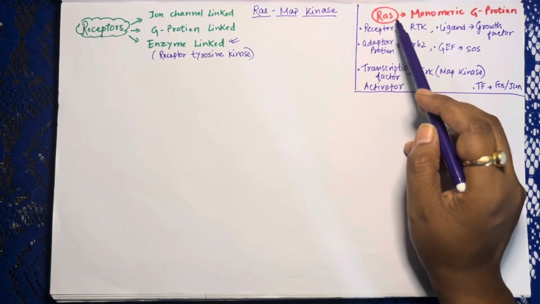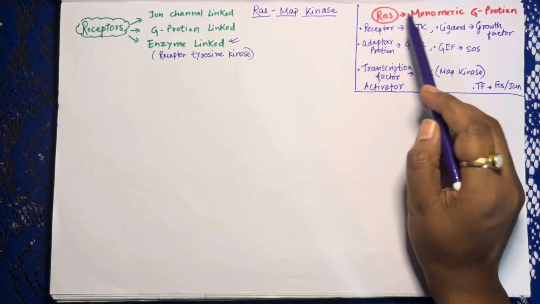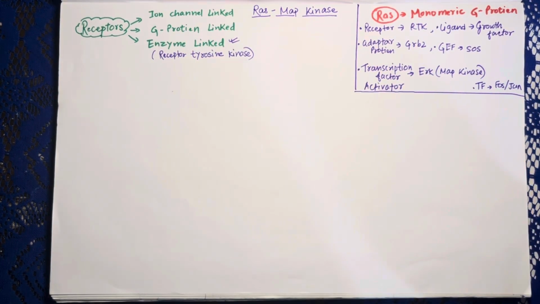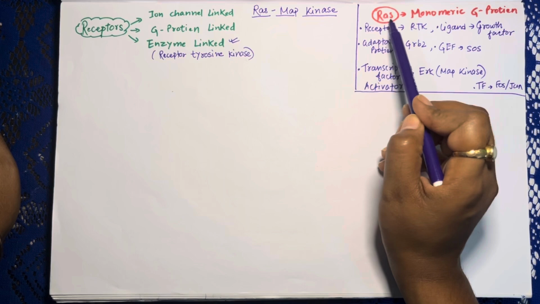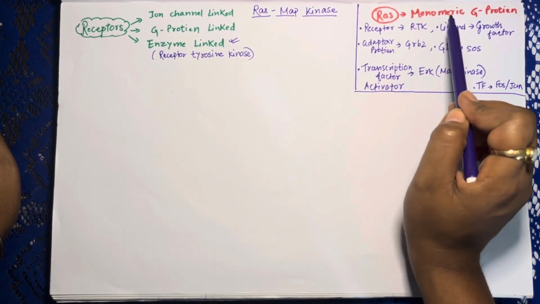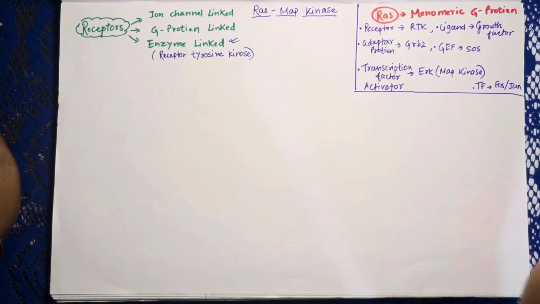Here RAS is a protein, a monomeric G protein. In the case of GPCR we also studied a G protein, but that G protein was a trimeric G protein containing alpha, beta and gamma subunits. You can go and check out that previous video. But here this RAS G protein is not trimeric, rather it is monomeric. That means it has only one subunit, and that one subunit is enough to do all the required things in the signaling.